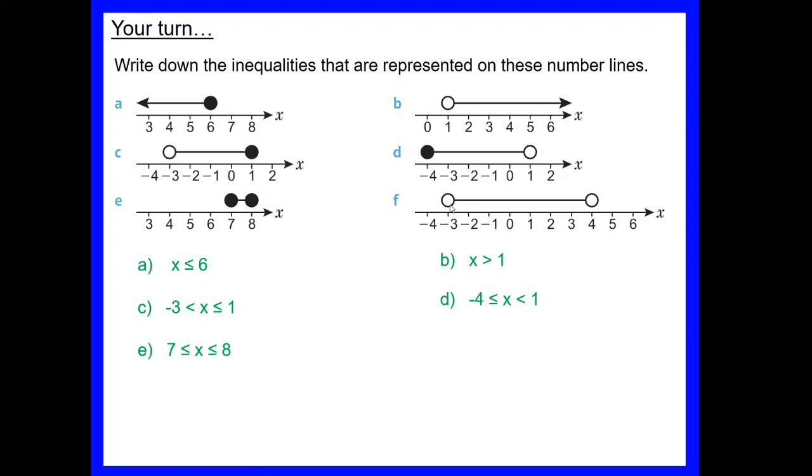And finally, the last one, 2 hollow circles. So we're going to use 2 less than symbols. So -3 is less than x, which is less than 4. Make sure you've marked your work there. Check you're happy with that.